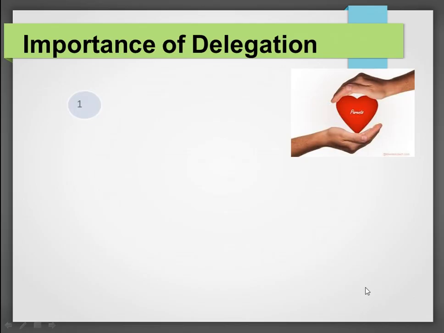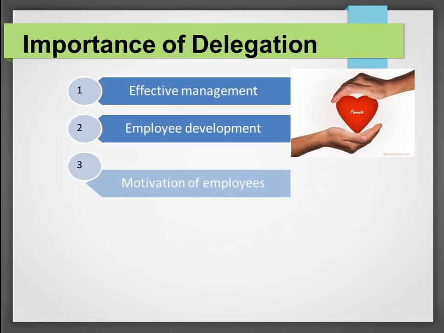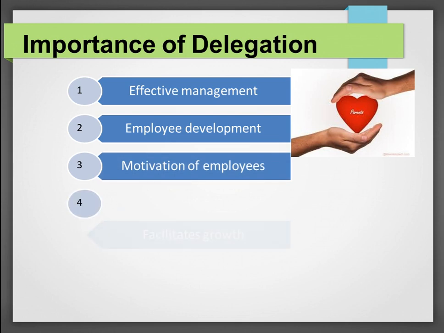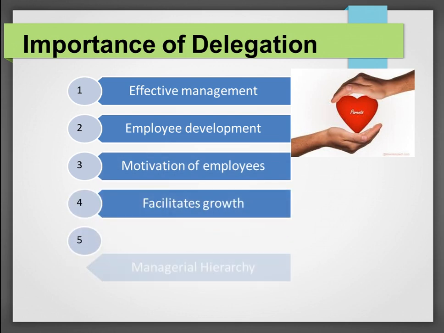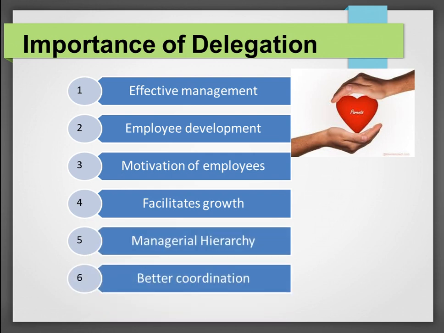Next, the importance of delegation. Effective management becomes possible, and it helps employee development, motivation of employees, growth of the managerial hierarchy, clear fixing of authority and responsibility, and better coordination. Employee development means we assign some duty to our subordinates, and doing it helps their development, motivates them, and facilitates their growth. We specify the managerial hierarchy very clearly, and better coordination is also possible.